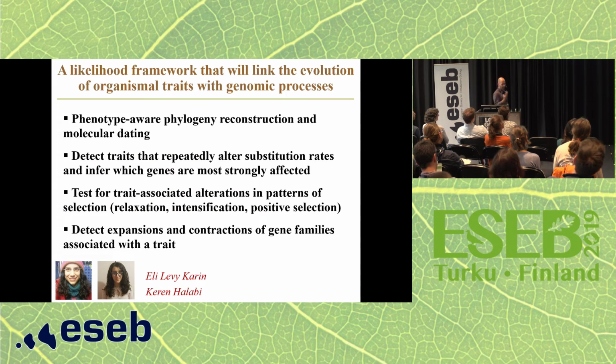And we would like to do it on several levels. First of all, we would like to reconstruct the phylogenies by also taking into account the phenotypes of the organisms that we study. We would like to detect traits that repeatedly alter the substitution rate, and obviously to detect the genes that are most strongly affected. We would like to test for trait-associated alterations in the selective patterns. So most of us do KA/KS analysis, etc. And we can also maybe detect expansions and contractions of gene families that are associated with a certain trait that we would like to study.